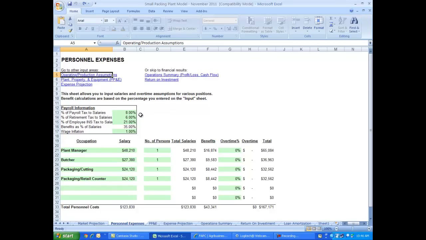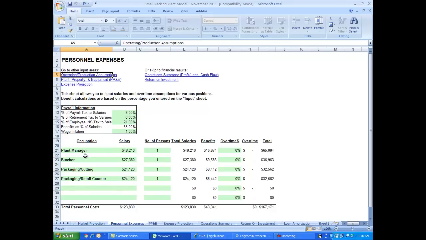Payroll information relates to all the costs of payroll taxes, workers' comp, and fringe benefits that you may have in operating this business and hiring employees. We even allow for wage inflation. If you're considering all your other prices and all your other expenses to be adjusted over 10 years by an inflation rate, you can do the same thing for wages.